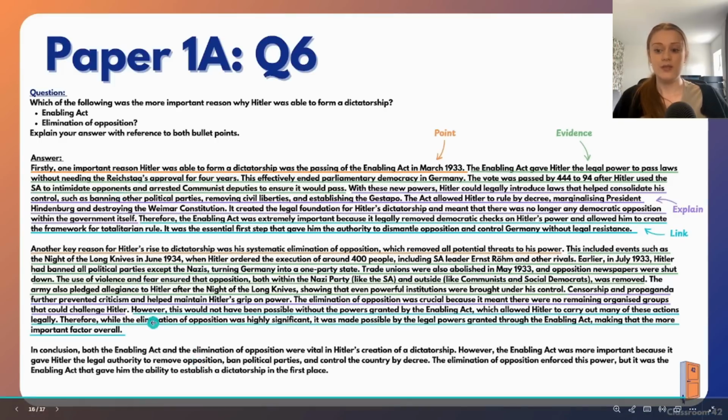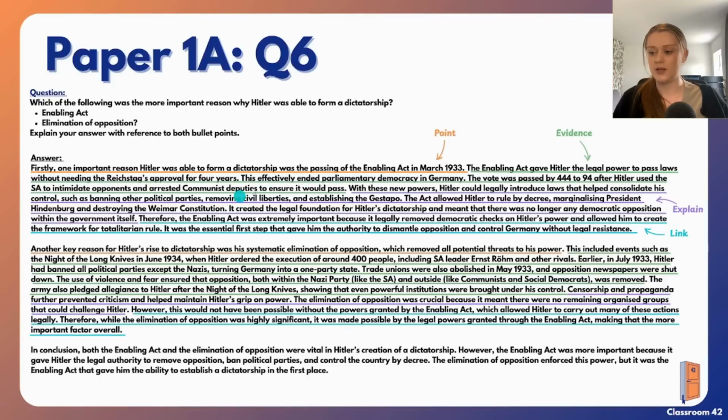However, this would not have been possible without the powers granted by the Enabling Act. So that's what our first bullet point is, which allowed Hitler to carry out many of these actions legally. Therefore, while the elimination of opposition was highly significant, it was made possible by the legal powers granted through the Enabling Act, making that the more important factor overall.